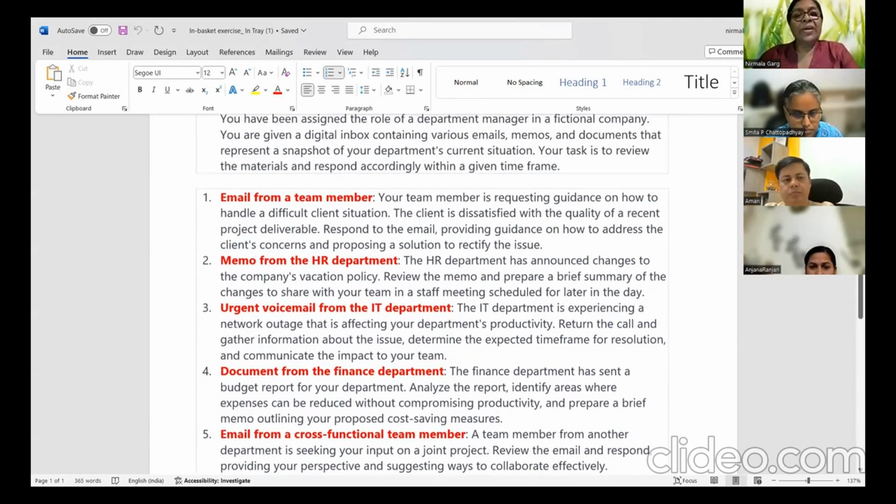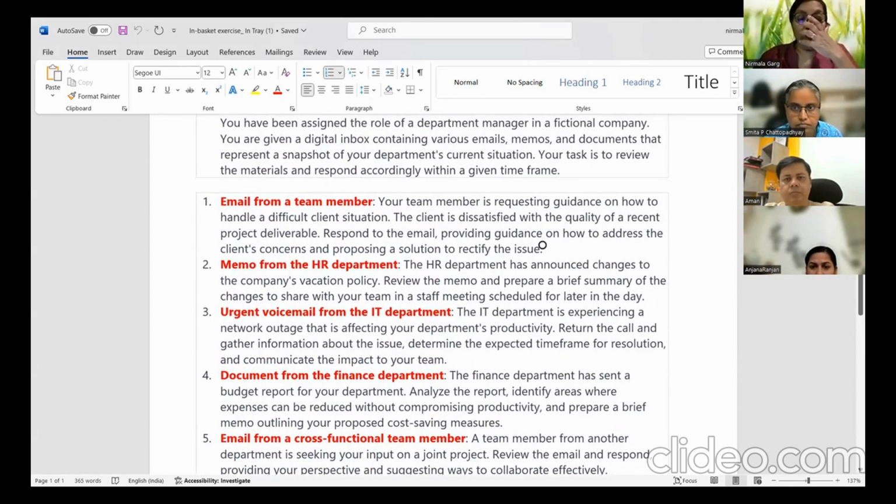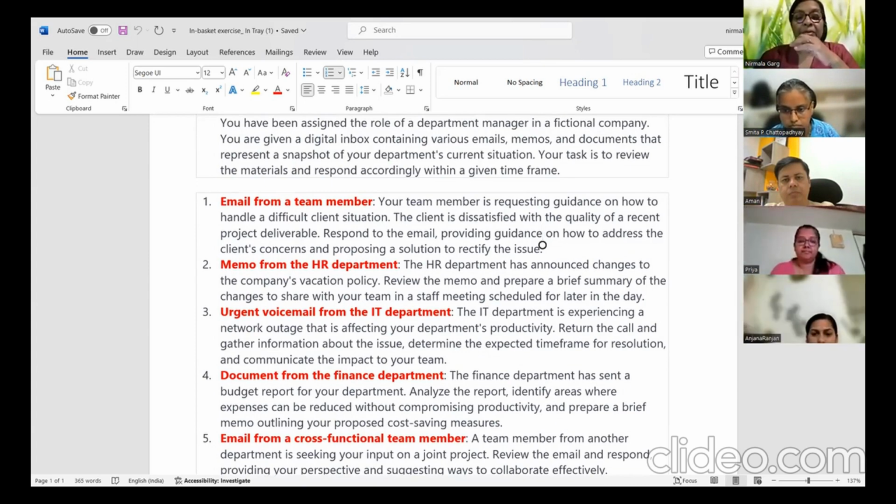The first, an email from a team member. Your team member is requesting guidance on how to handle a difficult client situation. The client is dissatisfied with the quality of a recent project deliverable. So respond to the mail, providing guidance on how to address the client's concerns and proposing a solution to rectify the issue. Priya, you want to respond?